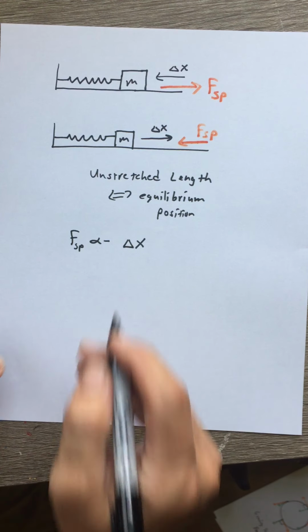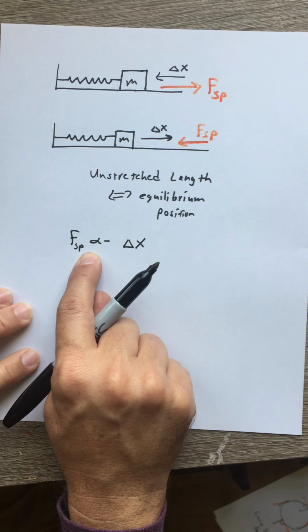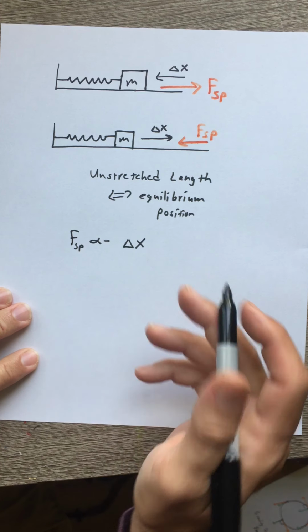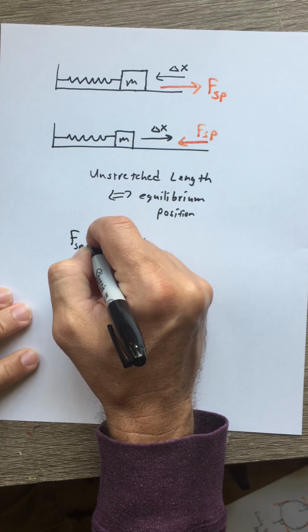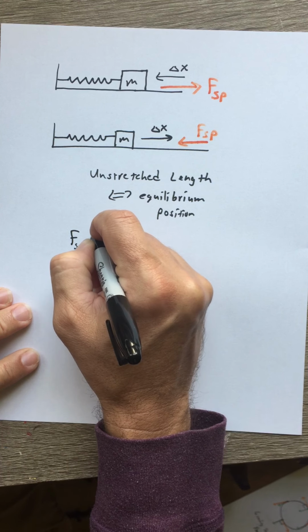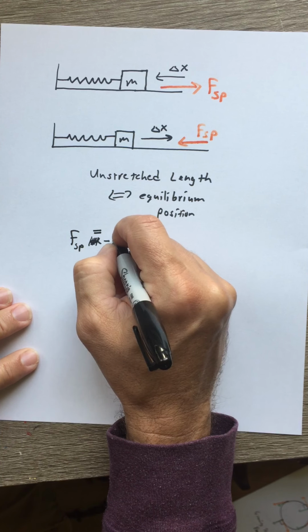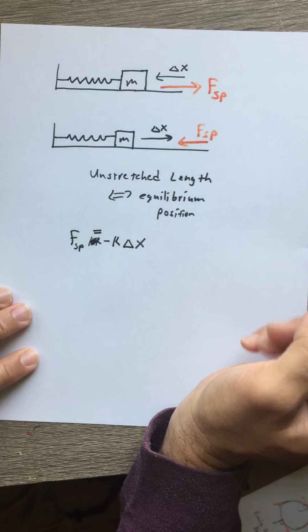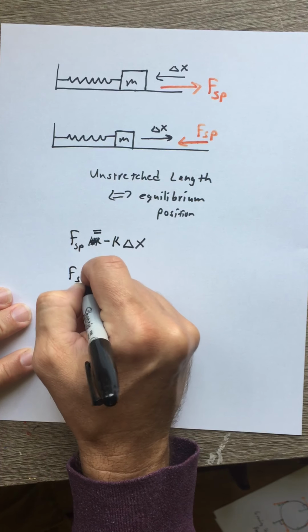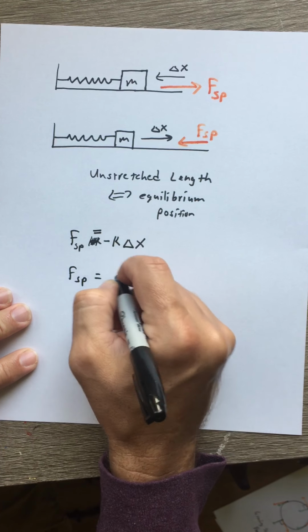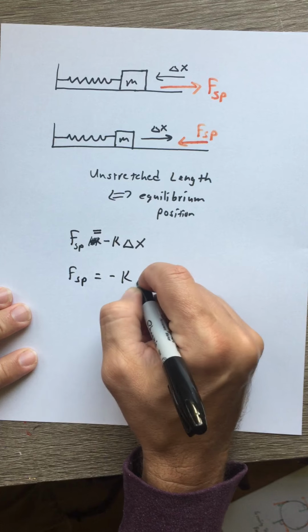So of course, the way to turn a proportionality into an equivalence is to do an experiment and come up with a proportionality constant. So let me get rid of that, give you an equal sign, and put in the proportionality constant. I'll rewrite this here. Spring force is equal to minus kx.